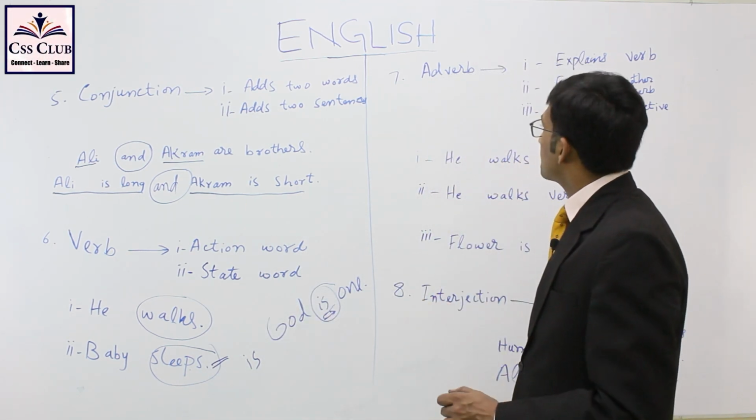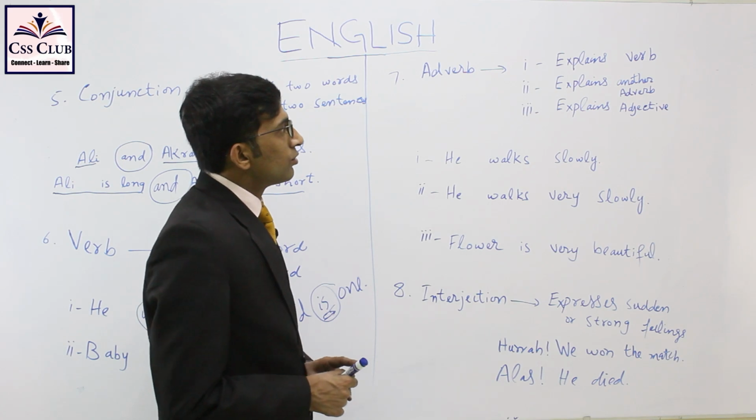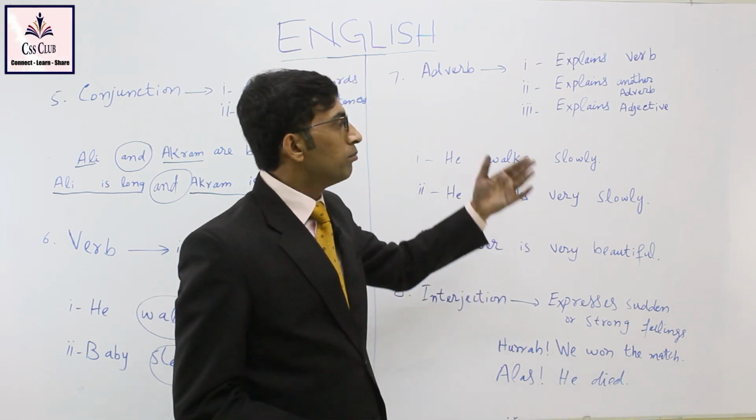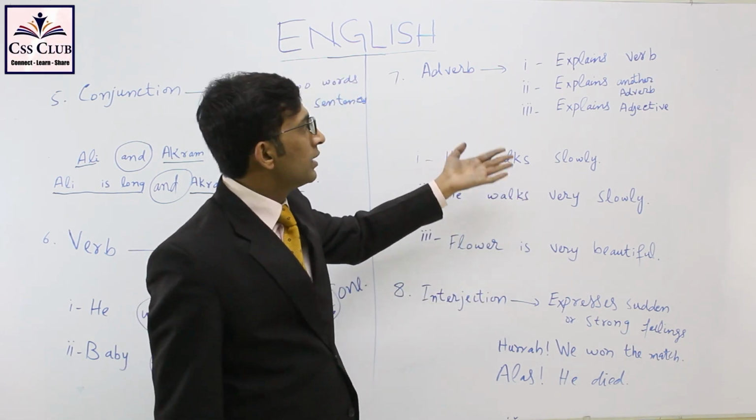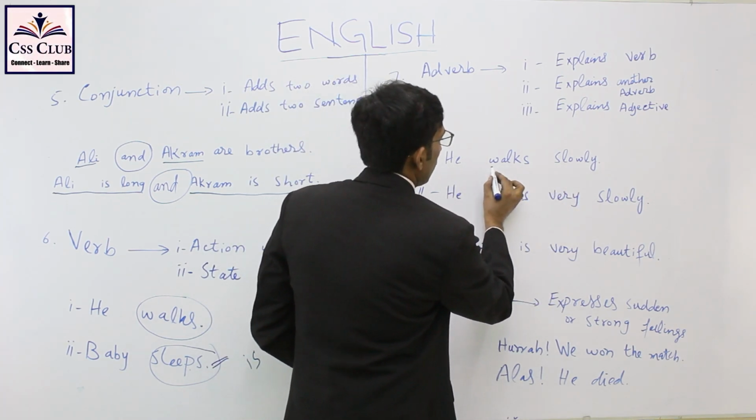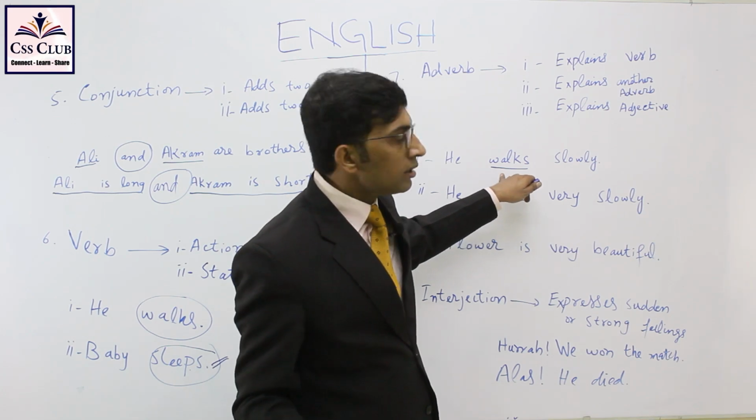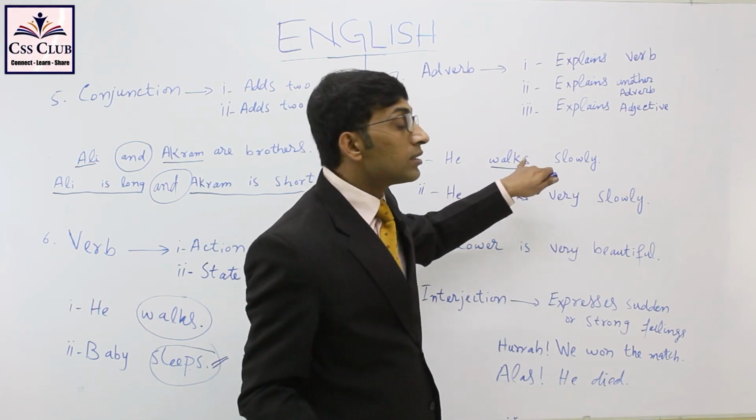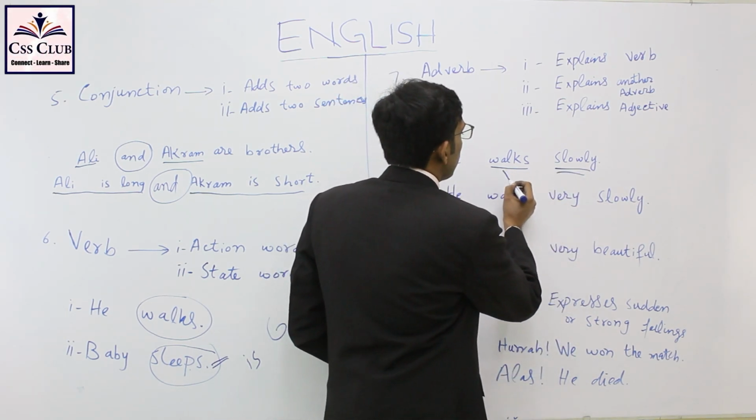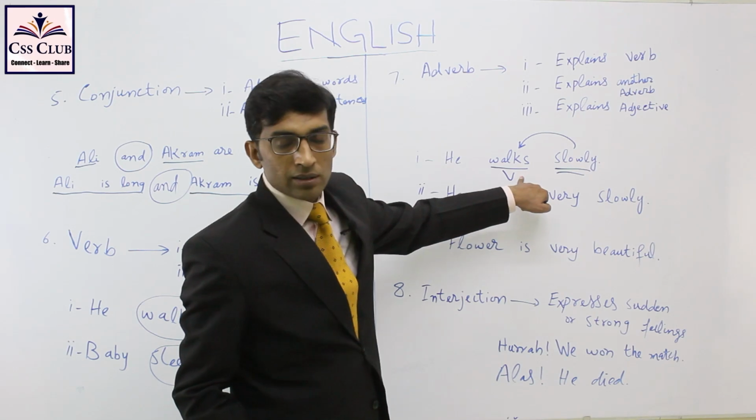Okay. Now let's see the next part of speech, which is adverb. What are the functions of adverb? Adverb, first of all, explains a verb. It is a major function. We all know it is the most widely used. So here's an example. He walks slowly. Here's the verb. And which word explains in what manner he walks? It is slowly. So this is the word which explains this verb. Slowly explains the action, the verb.